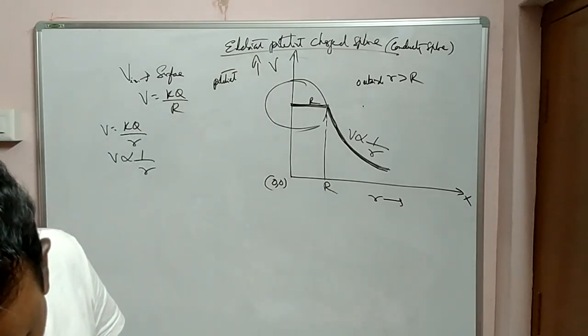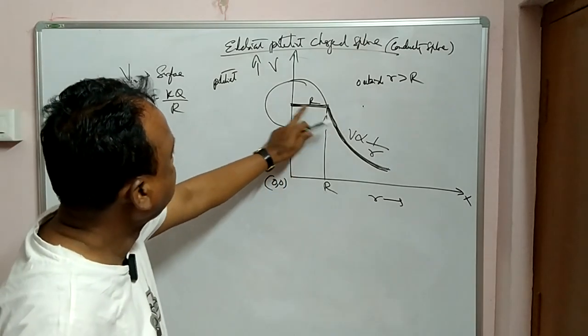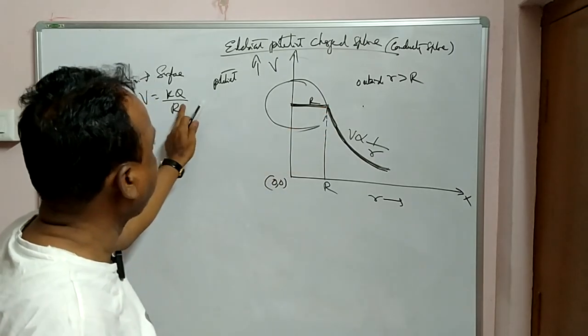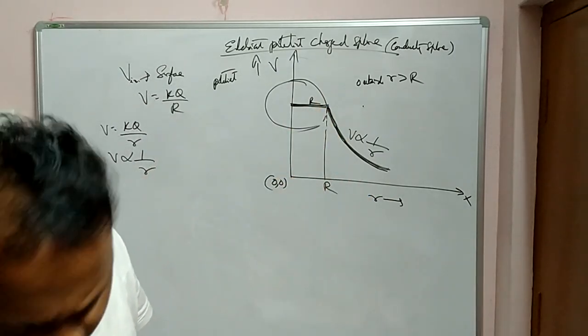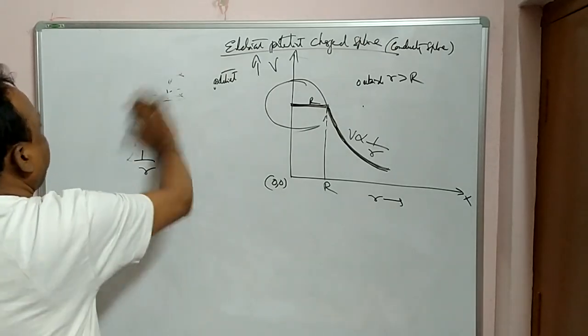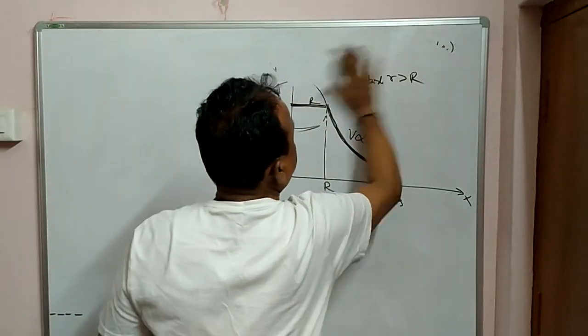Any doubt? You can say it is almost constant. V inside and on the surface have almost the same value, so it is constant. Then gradually it is decreasing. Okay, clear? Right. Now let us go to the next one.